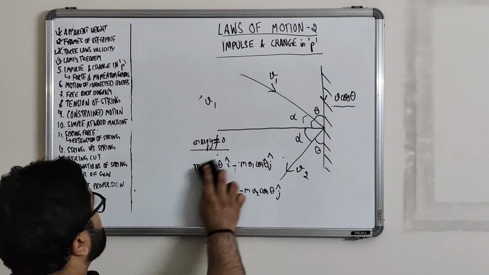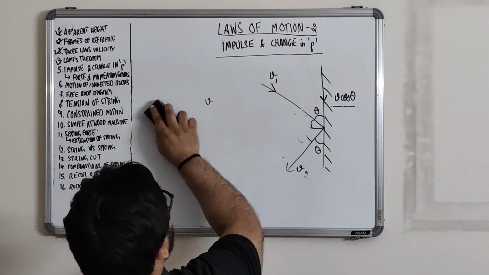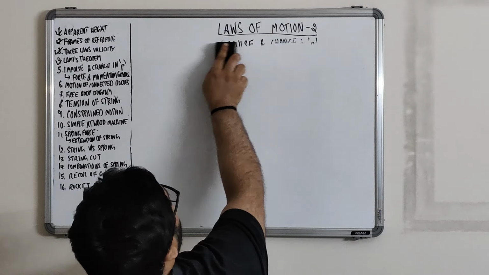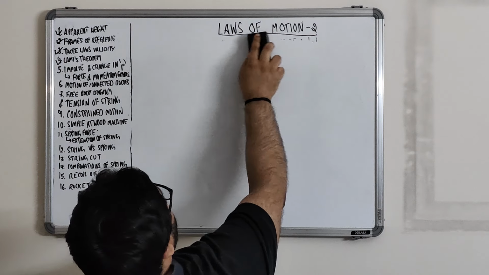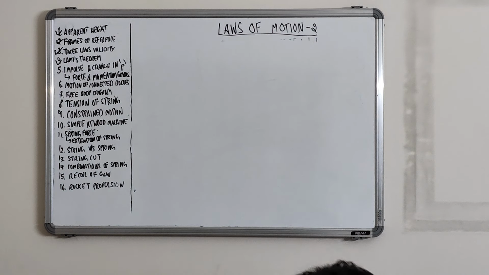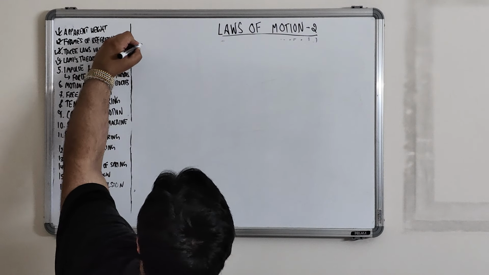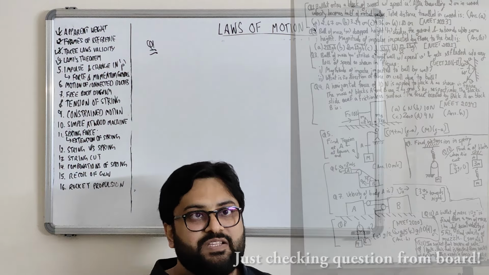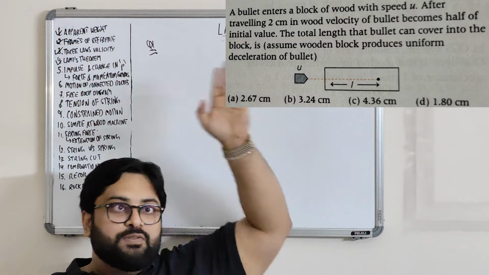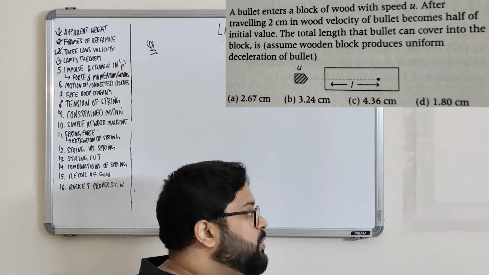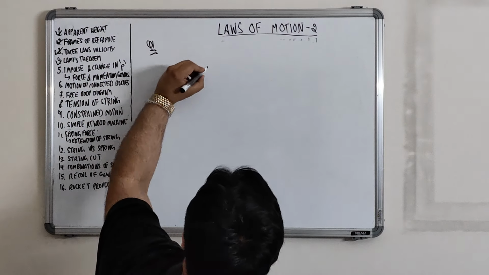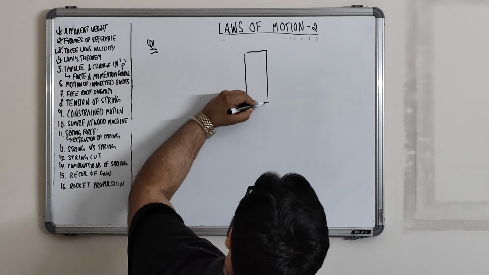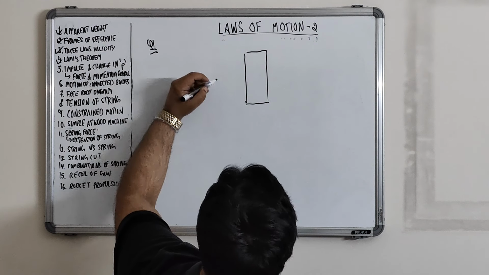So let's do a question. Let's do a few questions. Question 1. Now a bullet enters a block of wood with speed u. The question will be somewhere here on the screen. So a bullet enters a block of wood with speed u.